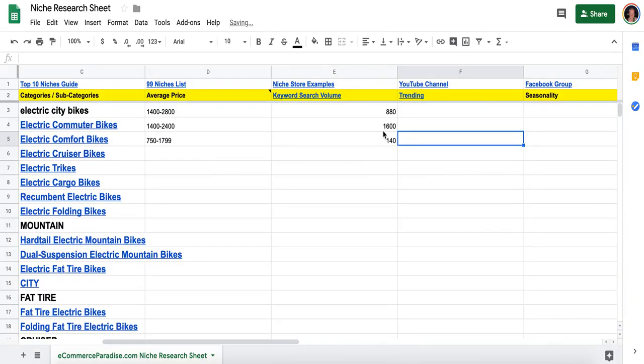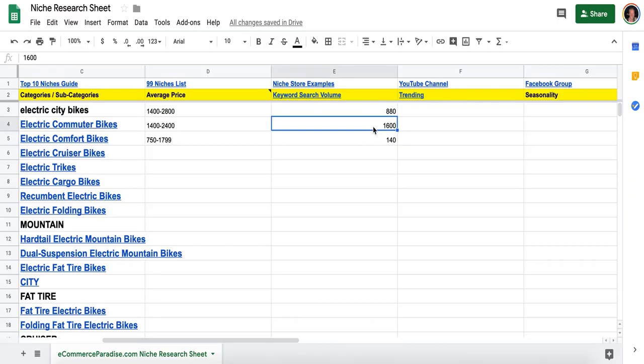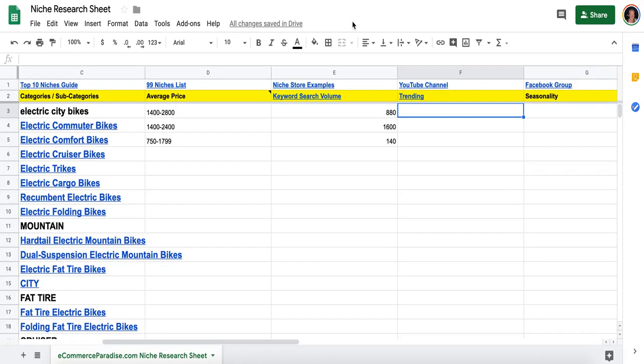So already you can see that out of these three categories, city, commuter, and comfort, the most popular and trendy keyword is 1,600. So it's commuter bike. The average price point is pretty high and it has higher search volume. So I would definitely go after that category out of these three. I'll go ahead and finish this research on my own, and you guys can finish the research in your given niche on your own. And I'll see you in the next lesson on trends.